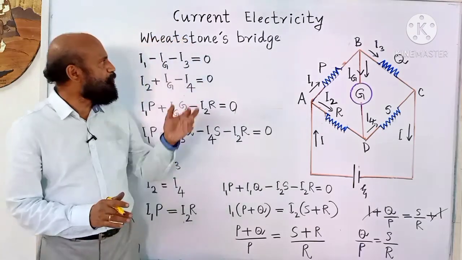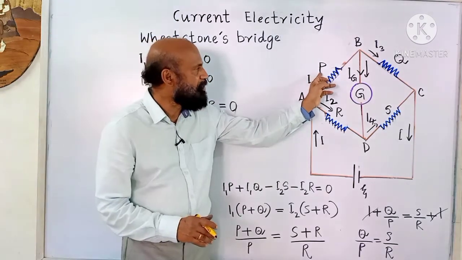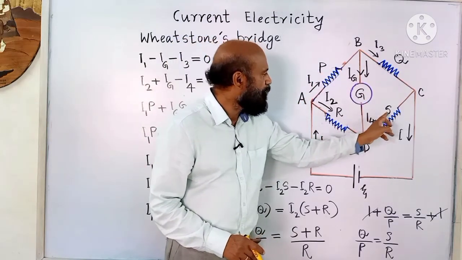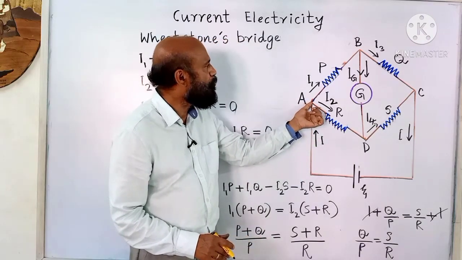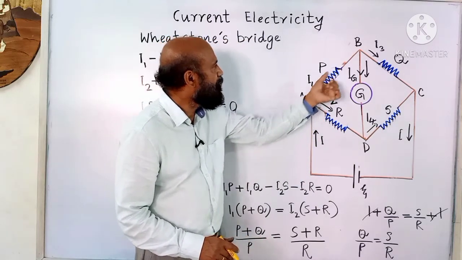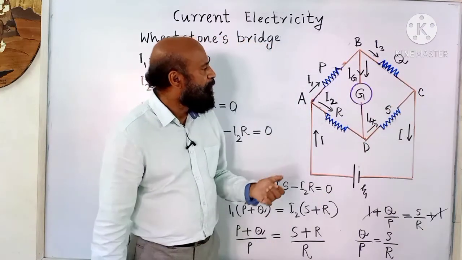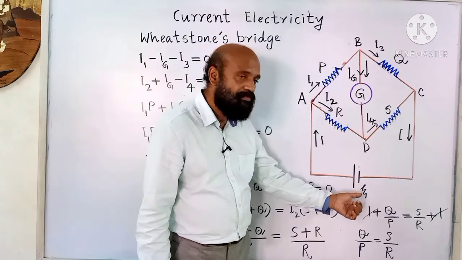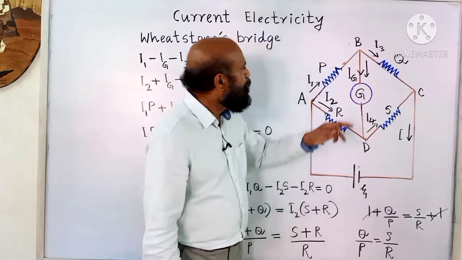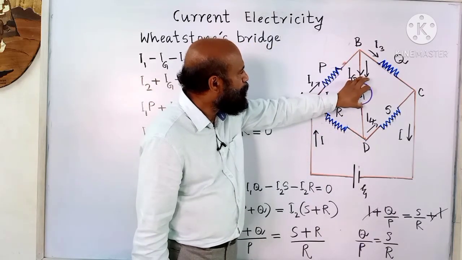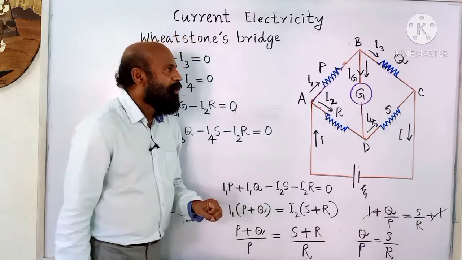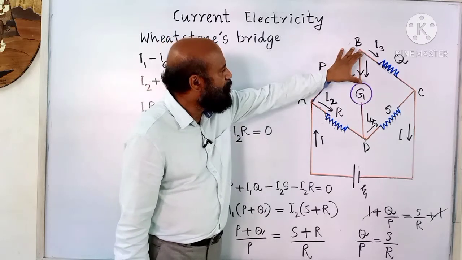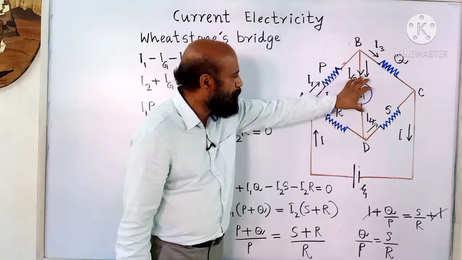In Wheatstone's bridge, 4 resistances P, Q, R, S are connected as shown in the figure, and the 4 junctions are A, B, C, D. Between A and C, a potential difference is maintained by a cell of EMF ψ. Between B and D, a galvanometer is connected.